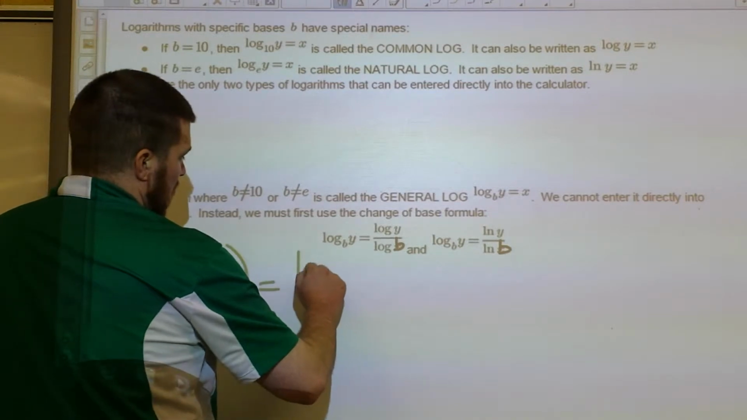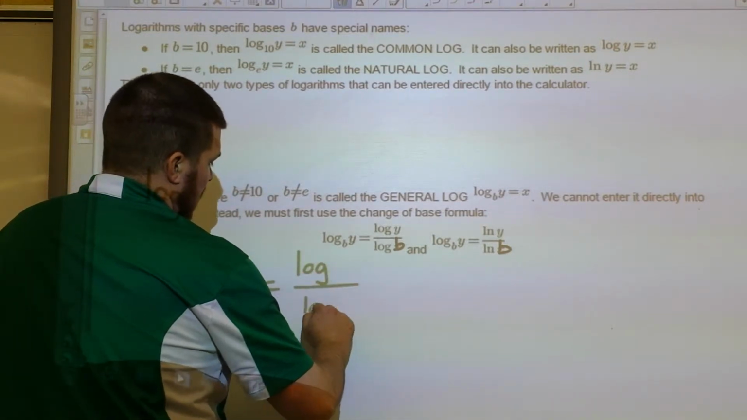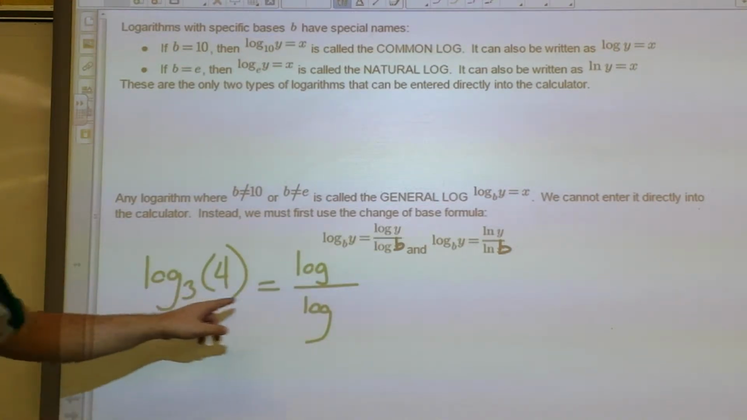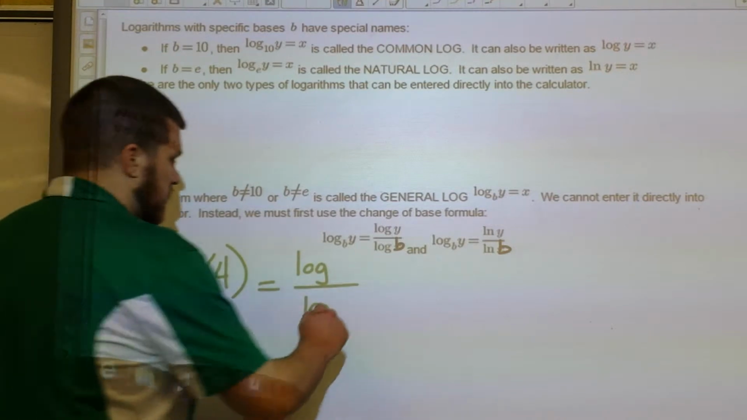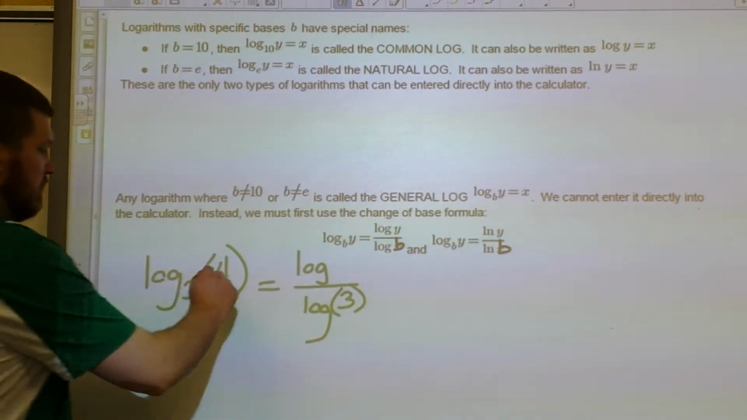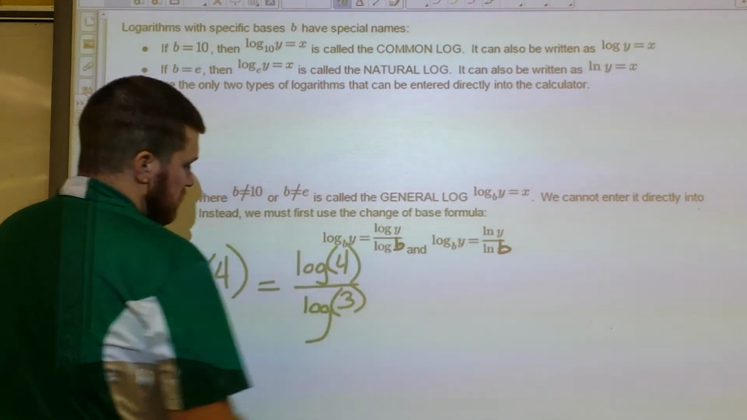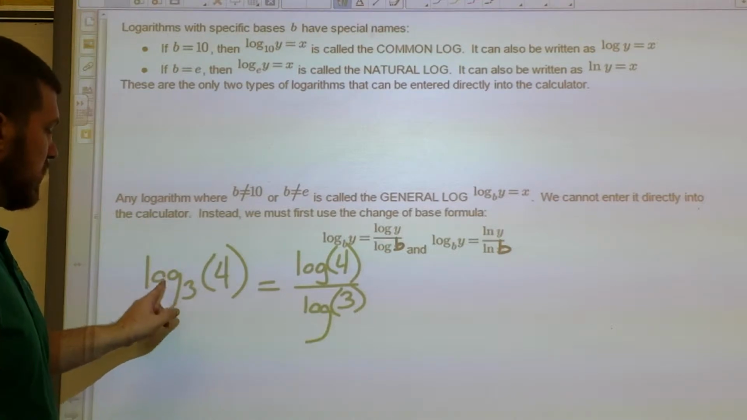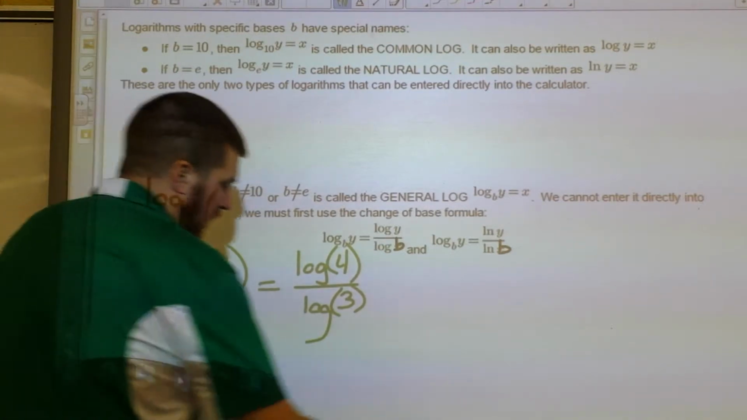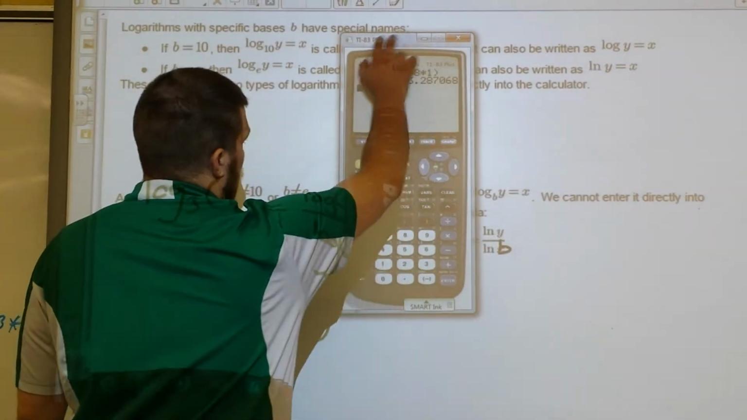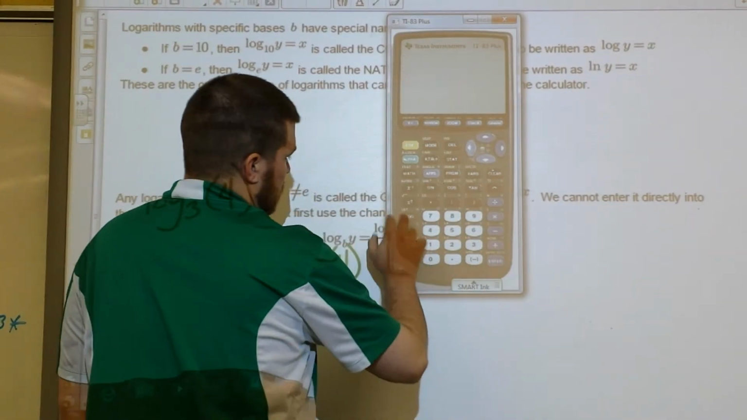So I have the log, log. Each of these are just regular logs, so they're the common log, base 10. Well, notice that the base goes in the basement. Base 3, so log 3 goes in the bottom. Okay? And then 4 goes on the top. So that means that this general log, log base 3 of 4, has the value of log 4 divided by log 3. And that we can do in our calculator.